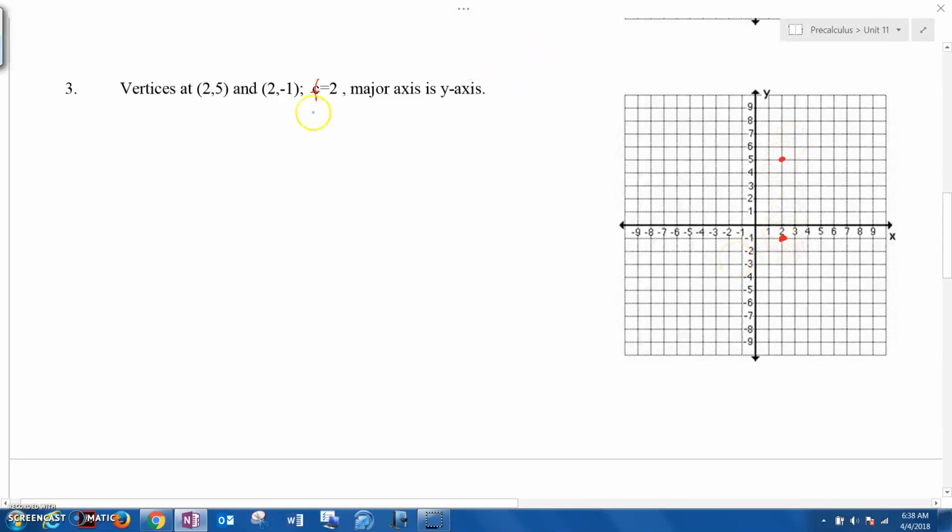Obviously the major axis is the y-axis because that's where the vertices are. We can find the center based on how long the major axis is. The major axis is 1, 2, 3, 4, 5, 6 long. So that means halfway in between would be 3 away. So my center is at (2, 2). I just did that by cutting it in half, using some symmetry. I also know f is 2, which means that if I go 2 up and 2 down, that's where my foci are. So those are my foci.